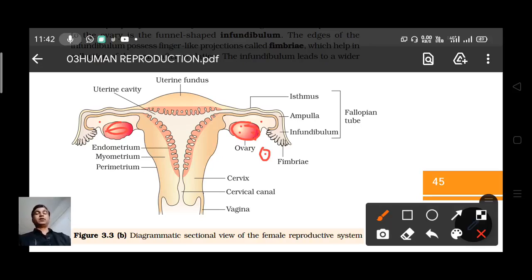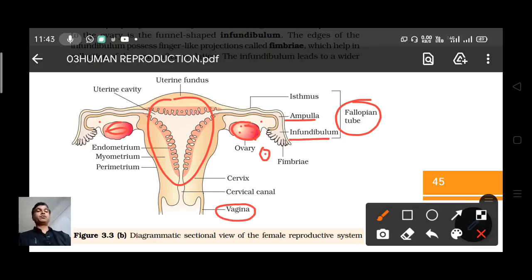The oviduct, the accessory duct of the female reproductive system, includes the fallopian tube, uterus, and vagina. This is a complete uterus and vagina. So these are the accessory ducts. The fallopian tube is again divided into the infundibulum, ampulla and isthmus. Infundibulum is a little bit funnel shaped structure. Ampulla is a little bit wider part and isthmus is a little bit narrow part. Ultimately the fallopian tube is 10 to 12 centimeters long, which opens into the uterine cavity.